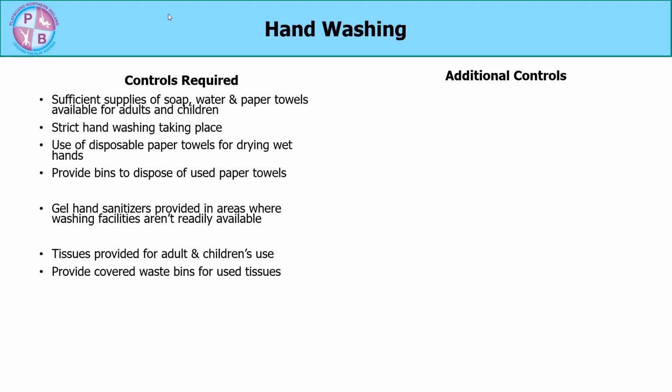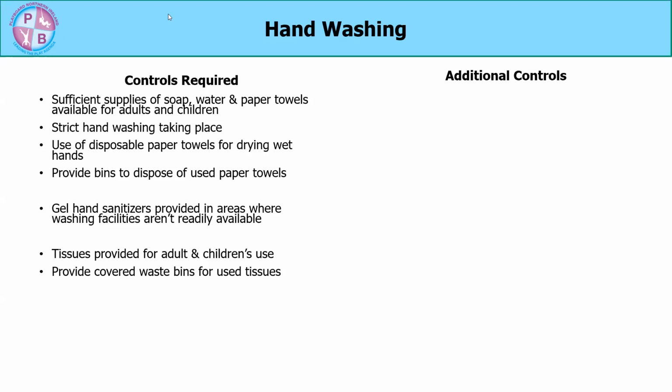And you'd want to be providing tissues for adult and children's use. We've heard of the catch it, bin it, kill it. So in order to comply with that, you likely want to put boxes of tissues where the adults and the children can access them. And if you're doing that, then obviously you need to provide covered waste bins for those used tissues. So if we put those in place, the question is, is that enough?